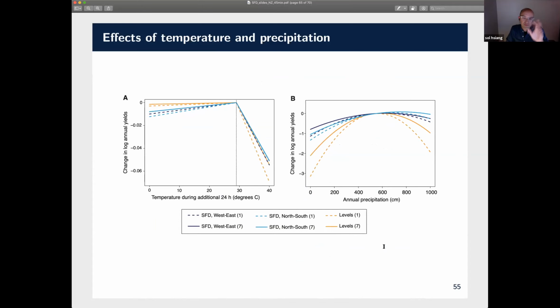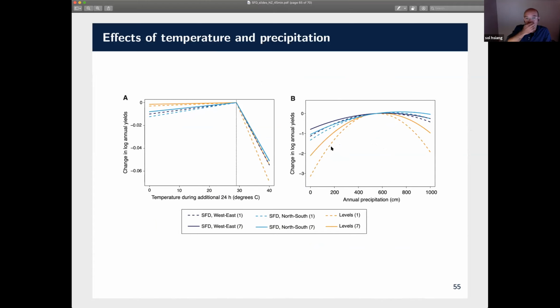Here are just some visualizations for those of you that think about maize yields all the time. These are the forms that we are very familiar with, where crop yields increase gently as you increase temperature and then they fall off very steeply at high temperatures. And here are estimates for the effect of rainfall.